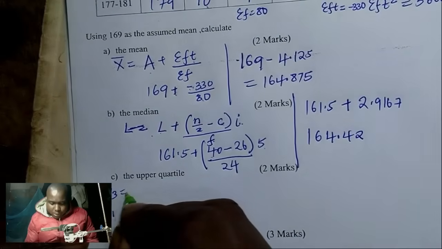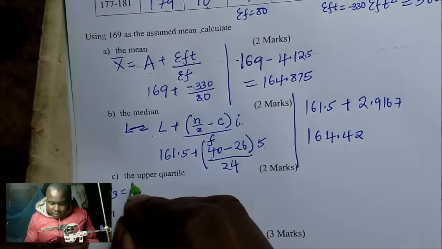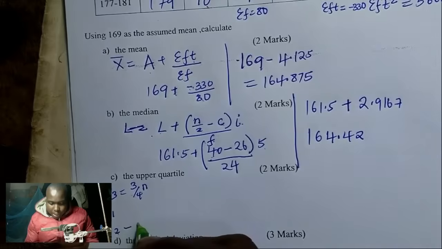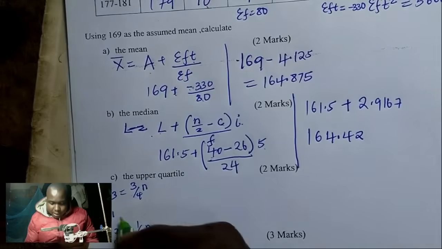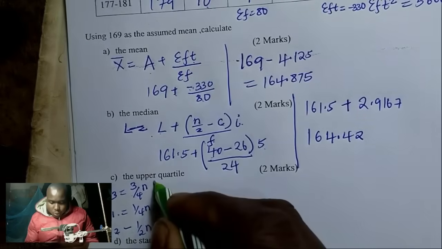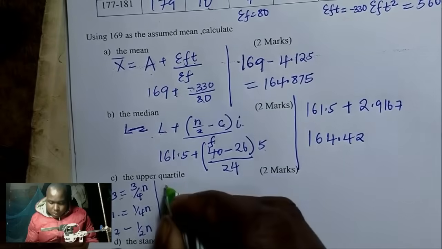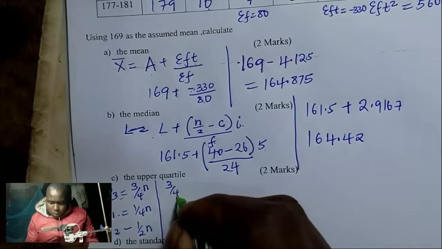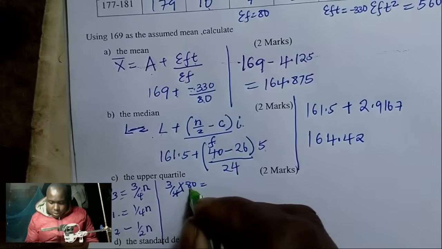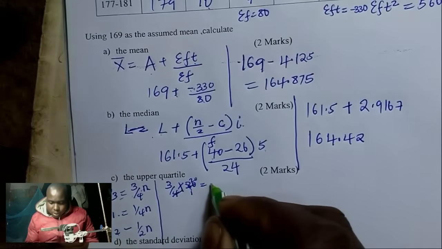So the upper quantile is gotten by 3/4n. Median ndio tumefanya 1/2n. The lower quantile is 1/4n. So tumeambiwa upper quantile. So upper quantile will be 3/4 times n, our 80. So this goes here once, here twice, 20. So it is going to be 60.